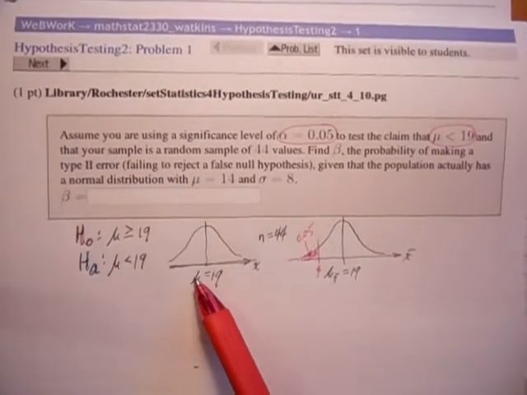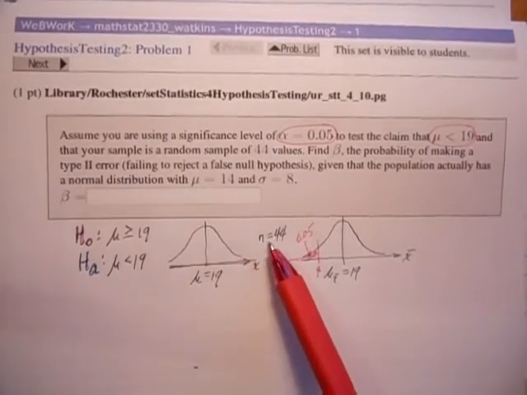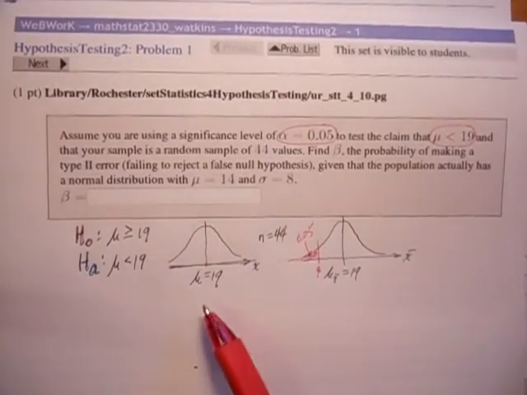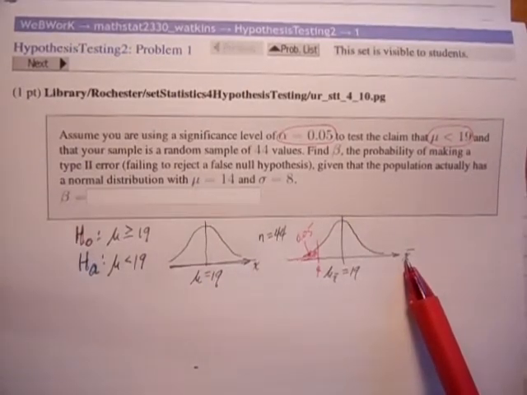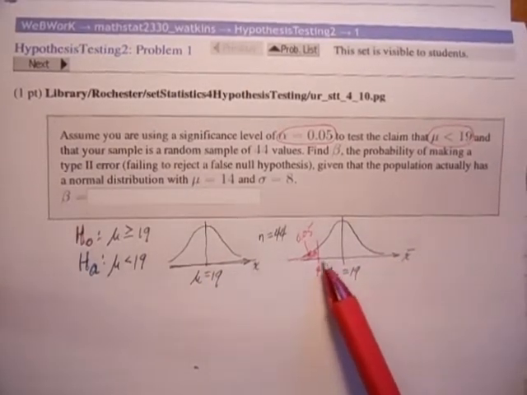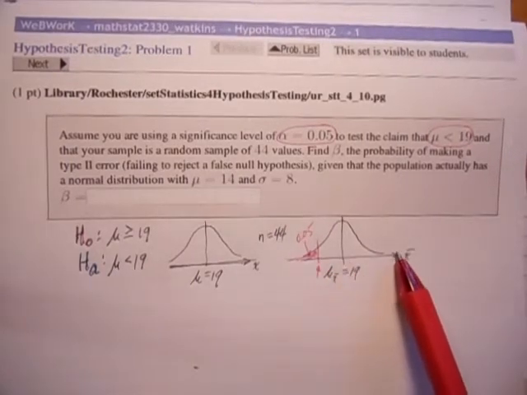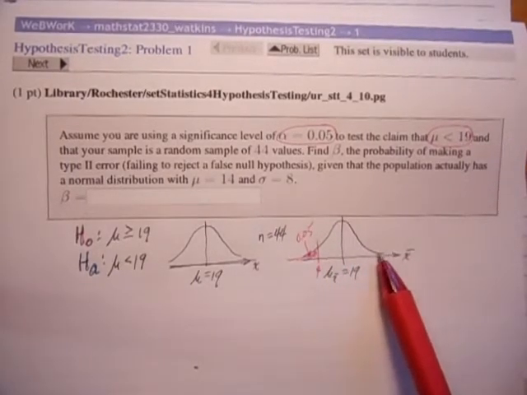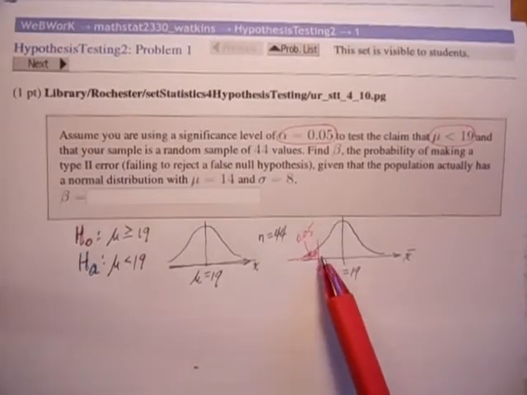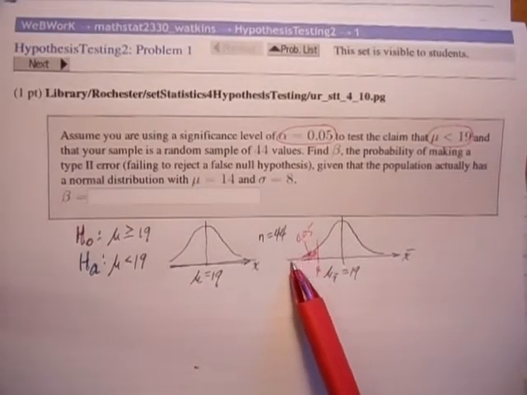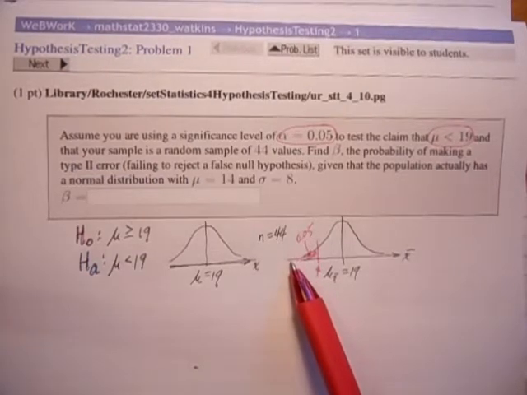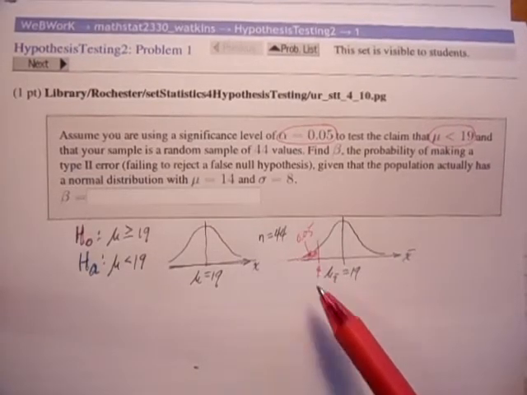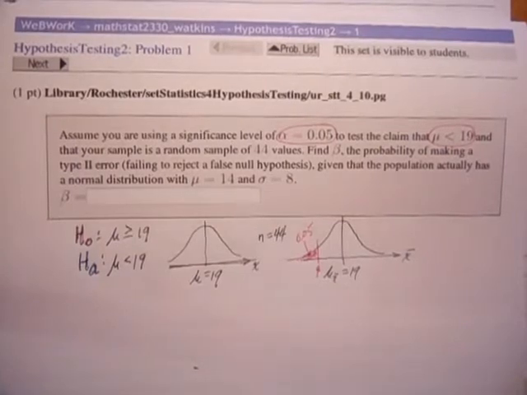When we do our hypothesis testing, we'll take this sample of size 44, find the sample mean, and see where it ends up. If it ends up above here, up in this area, then we will fail to reject the null hypothesis. If it ends up down in this area, then we will reject the null hypothesis. Okay, so we're very interested in knowing what that particular number is. That's an easy number to find. We can do that on our calculator.